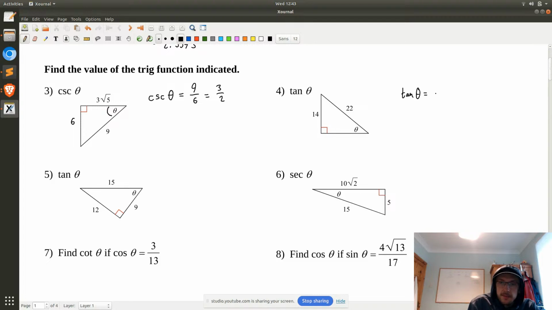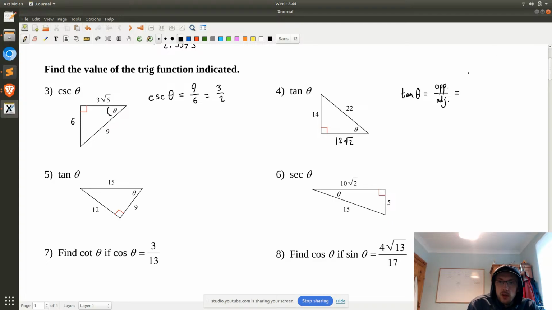Tan of theta is the opposite side divided by the adjacent side. So in this case, we would have to use Pythagoras' theorem, the Pythagorean theorem, to find out this adjacent side. So 484 take away 196, which is 288. And root 288 is 12 root 2.